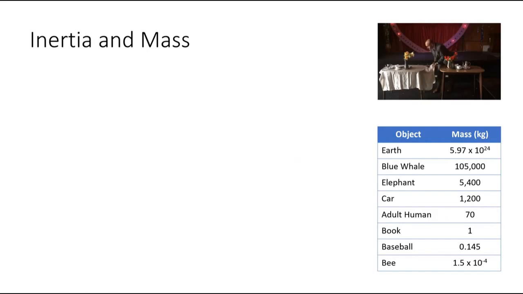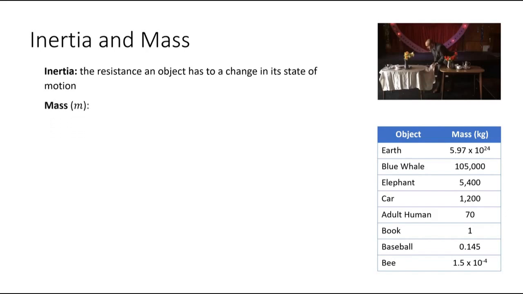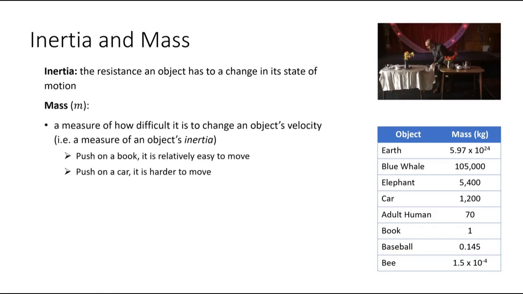Okay, so before we can dive into Newton's laws of motion, we need to define two terms, inertia and mass. So we'll start with inertia. Inertia is really just resistance to motion. So it's an object's property that is resistance to motion. And then mass is defined as the measure of inertia, or in other words, it's a measure of how difficult it is to make an object move.